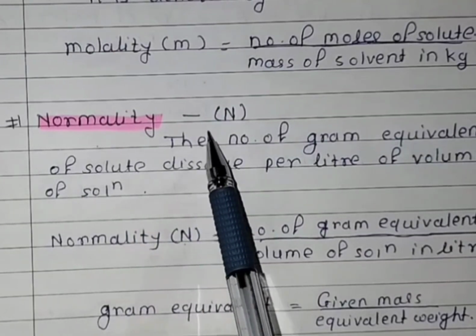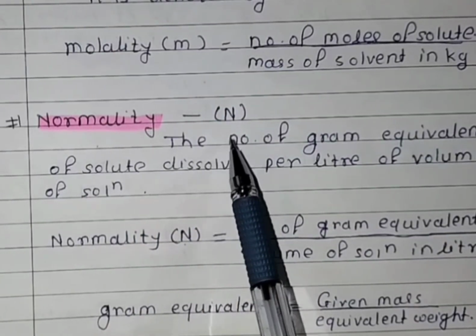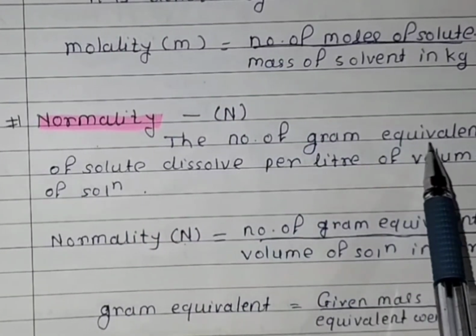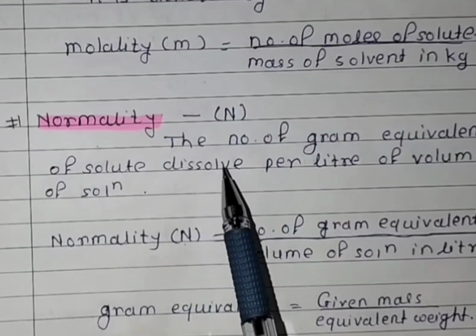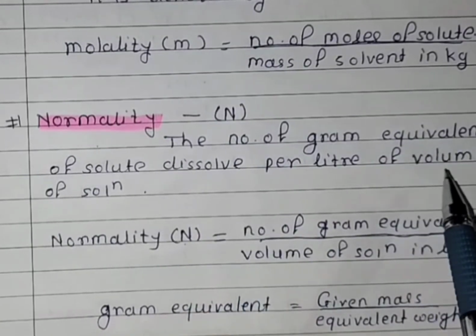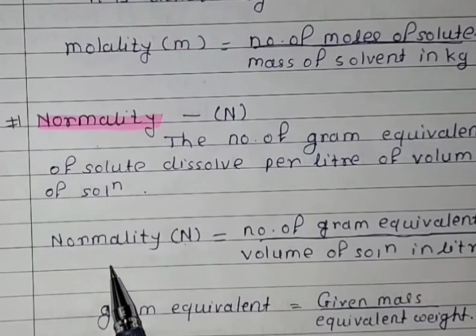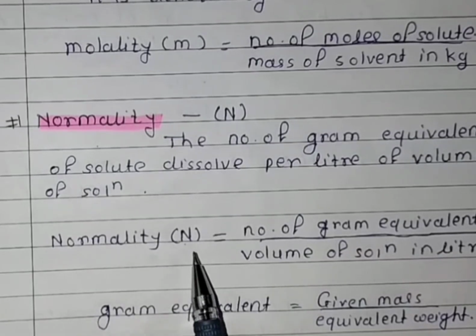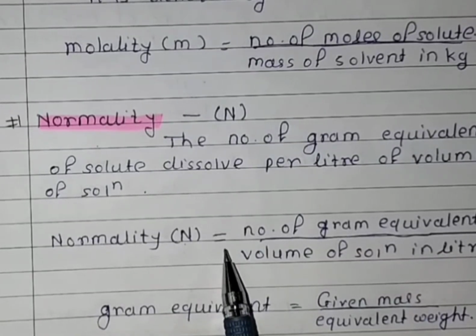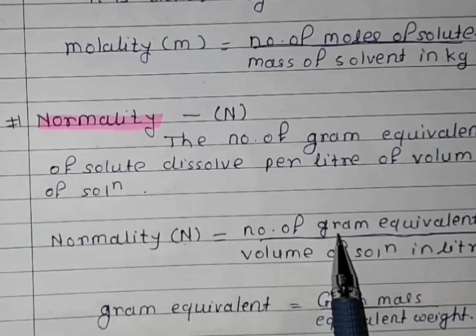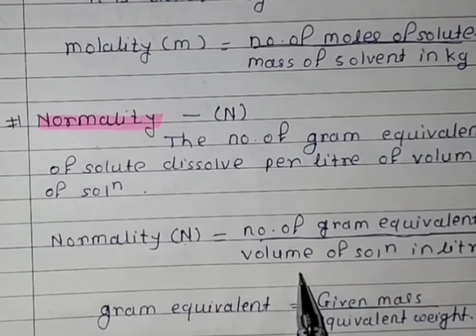Normality, which is denoted by capital N, is the number of gram equivalents of solute dissolved in 1 liter volume of solution. The normality, denoted by capital N, is equal to the number of gram equivalents of solute divided by the volume of solution in liter. The gram equivalent means the given mass divided by the equivalent weight.